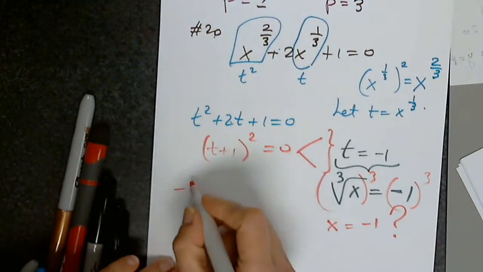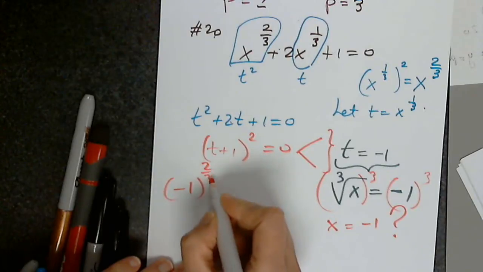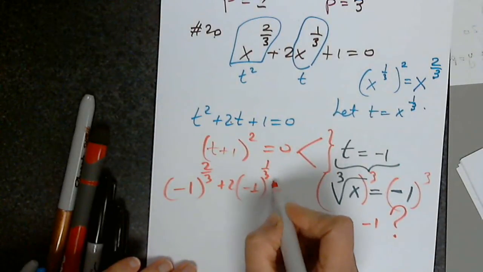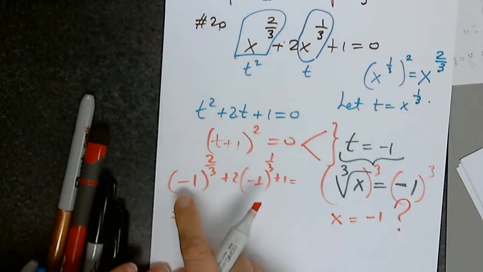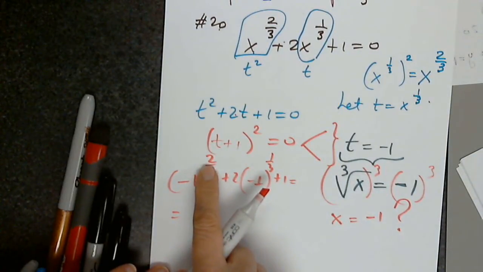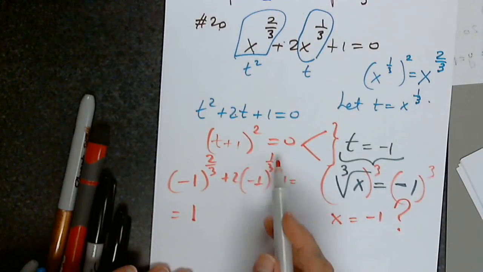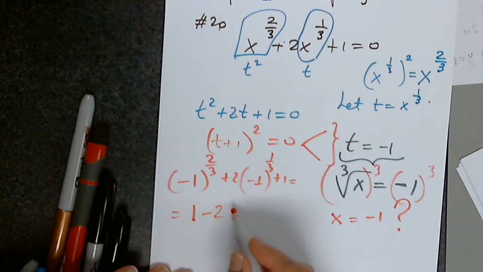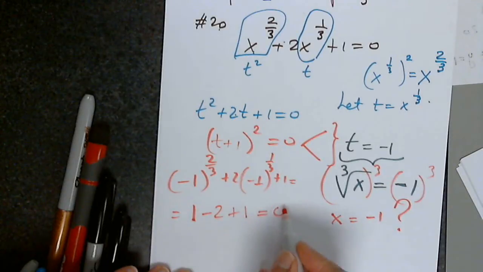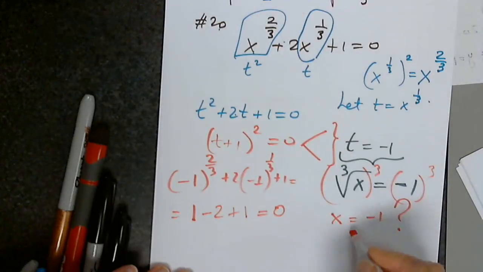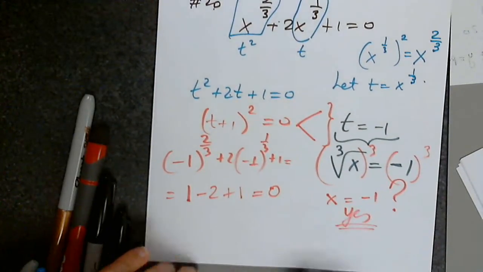So -1 to 2/3 plus 2 times -1 to 1/3 and plus 1. -1 squared is 1 and the cube root is 1. But the cube root of -1 is -1. Does this equal 0? So I will say yes.